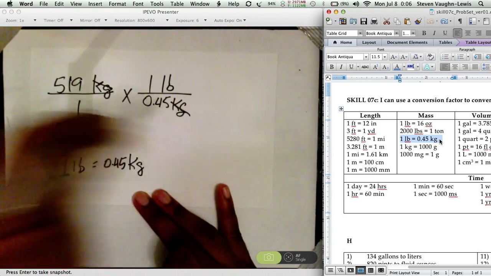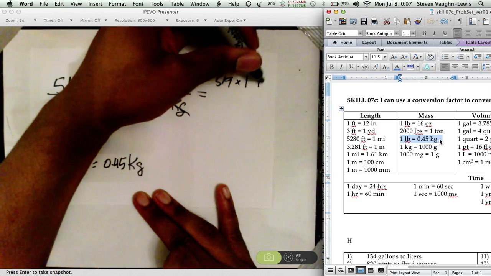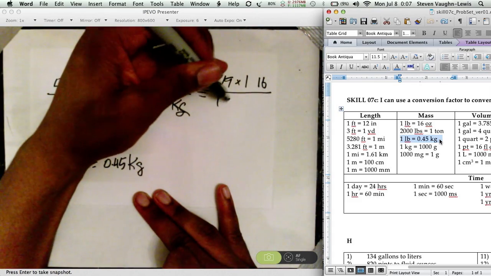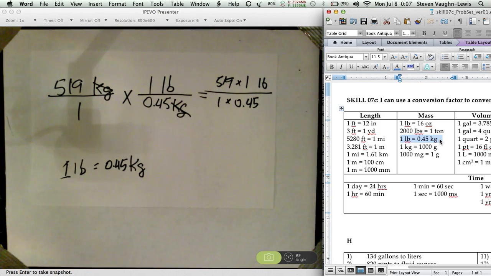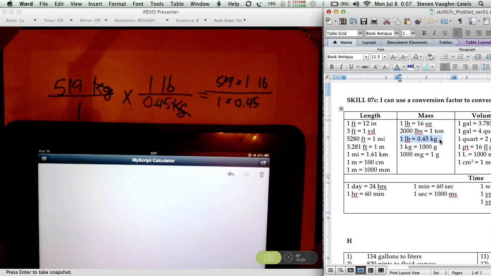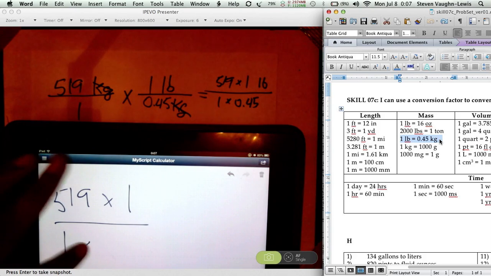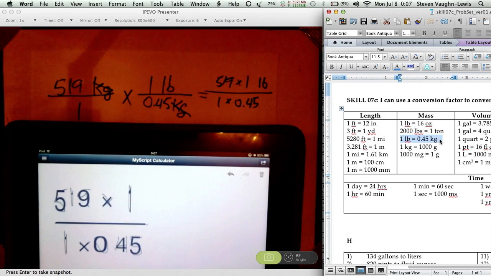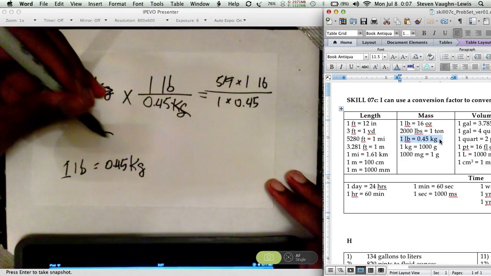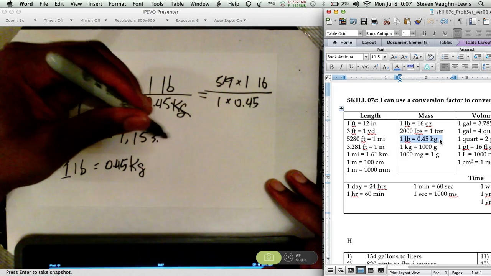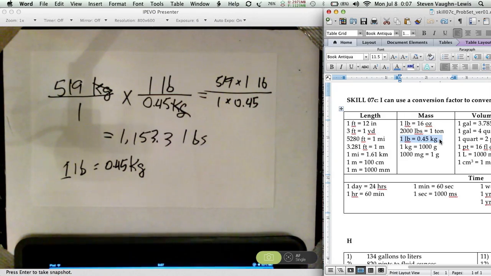My kilograms will cancel. And I do 519 times 1 pound divided by 1 times 0.45. And I will put that into my calculator. 519 times 1 divided by 1 times 0.45. That gives me 1,153.3 pounds. And that's all that's left over. That's how you do them. It's pretty simple.